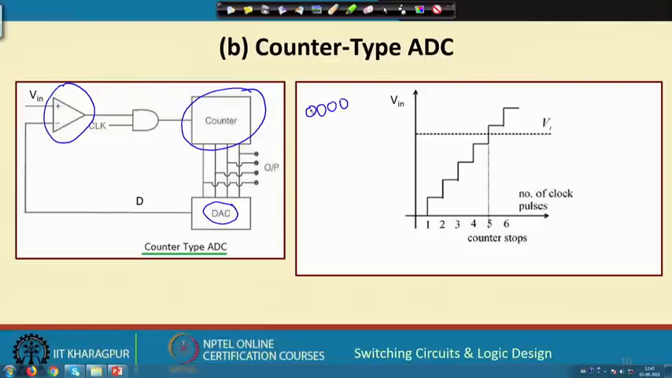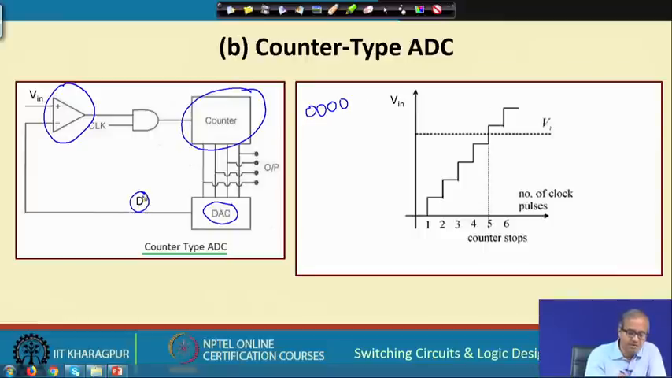We initialize the counter with 0, we feed it to the input of the DA converter, which generates an output equivalent to 0, the lowest voltage. You compare this lowest voltage with your input voltage that you want to convert. If your input voltage is larger, the output will be 1. So, when the clock comes, the counter will count, and the counter will become 1. So, the DA converter will increase the output voltage by 1 step.